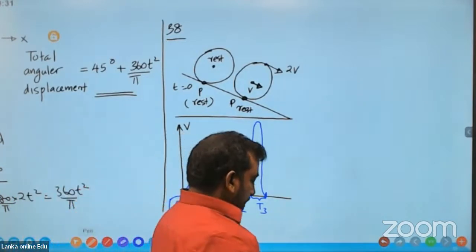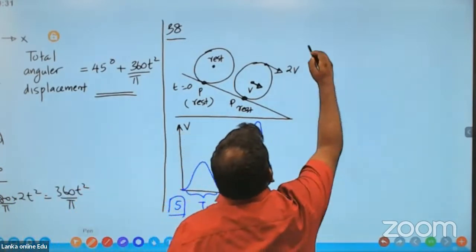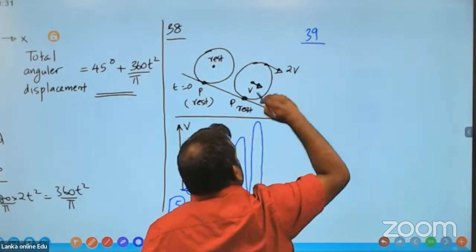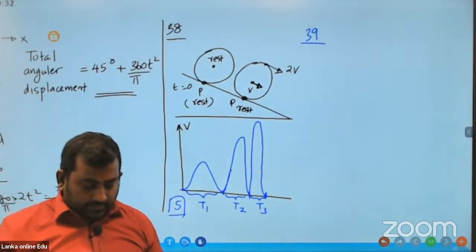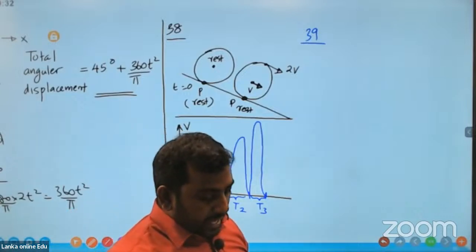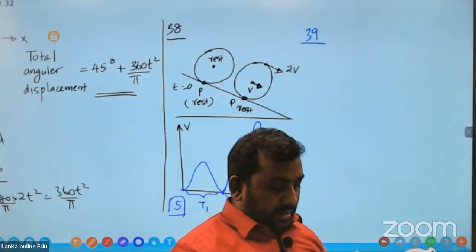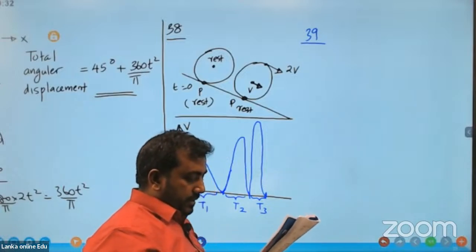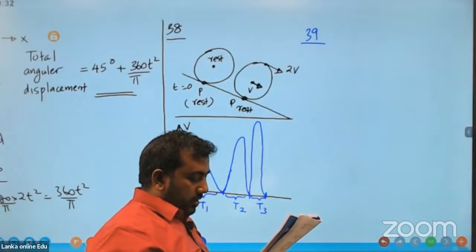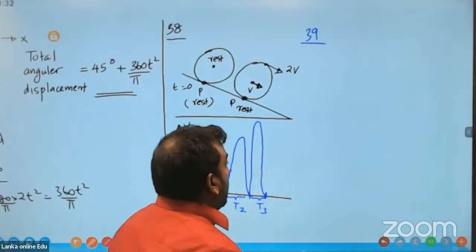If you look at question number 39. Question number 39. Variation of the angular acceleration of a wheel of a motor vehicle starting from rest with time t is shown in the figure. Variation of the angular velocity omega with time is given by. Good question.